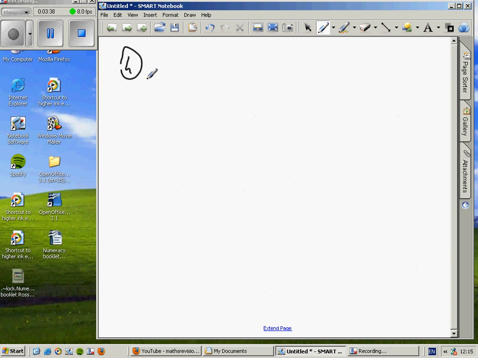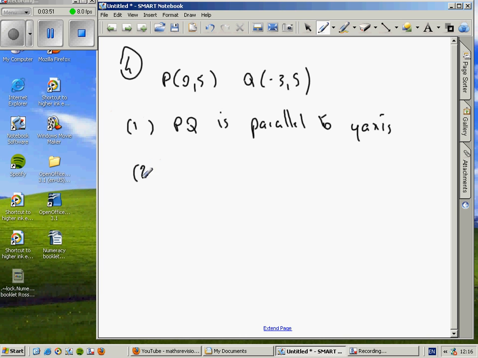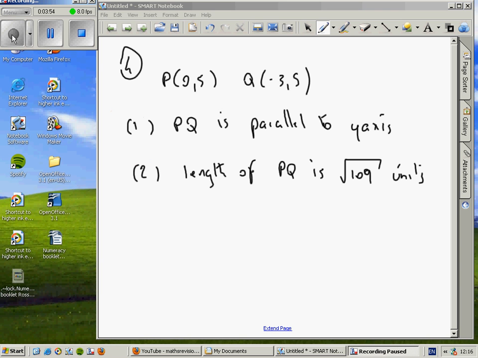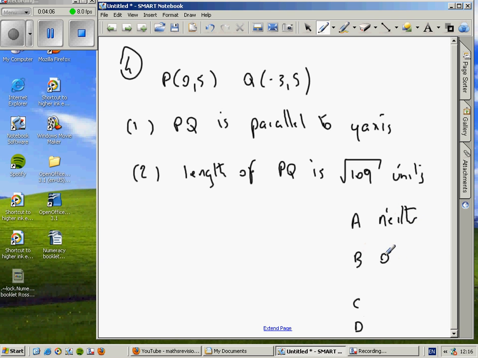Question 4. Here are two statements about the line joining the points P(0, 5) and Q(-3, 5). Statement 1. PQ is parallel to the y-axis, and statement 2. The length of PQ is root 109 units, and the options available are A. Neither statement is true. B. Only statement 1 is true. C. Only statement 2 is true, or D.